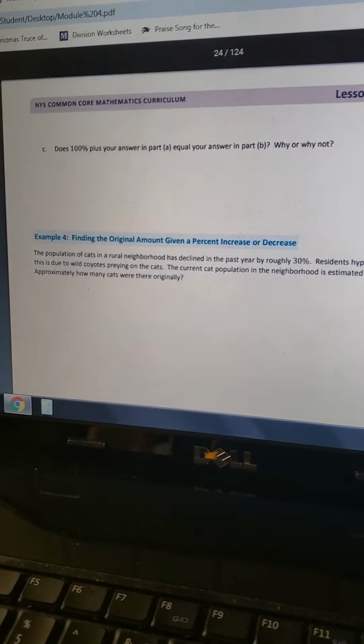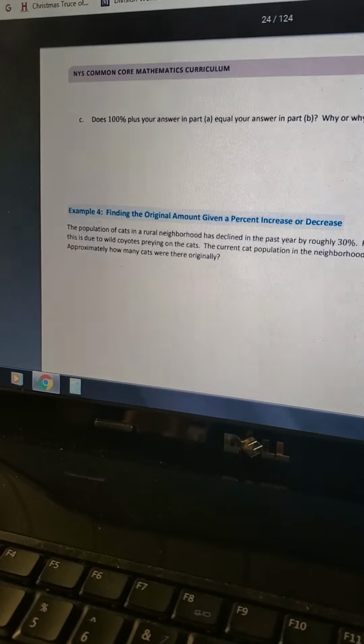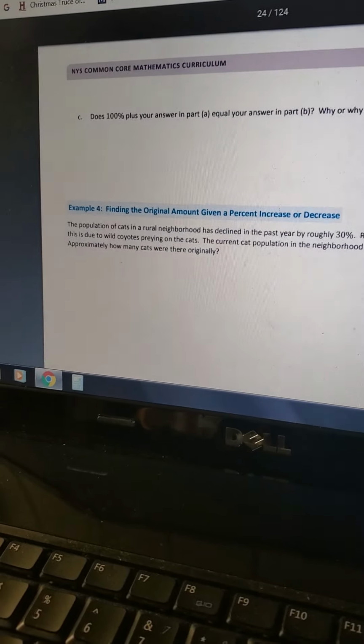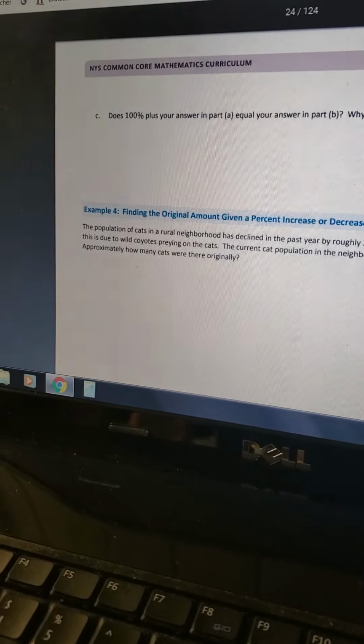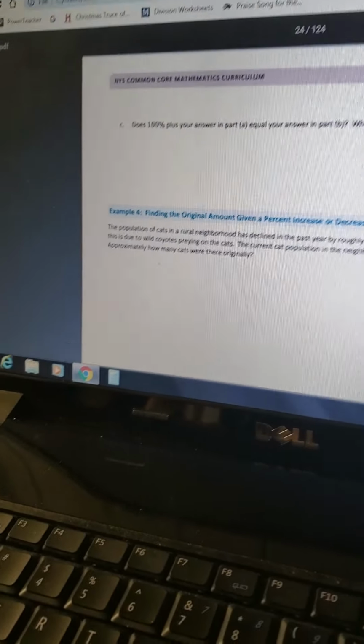Okay, so 10 badges would be 125% of what he has, which would make sense. If we had 100% of his collection, he would have 8. So 125% would be an increase of 25%. That's basically what they're working at. Okay, let's look at number 4.